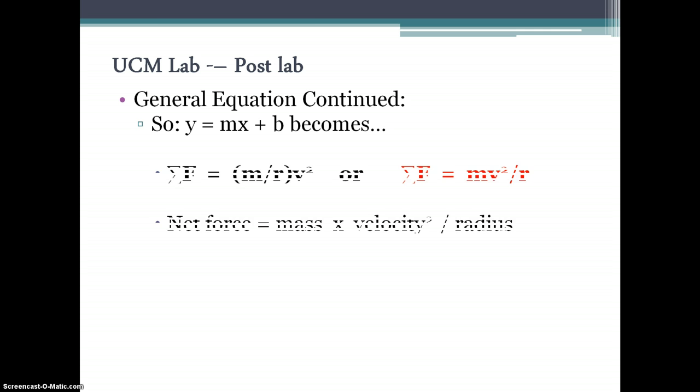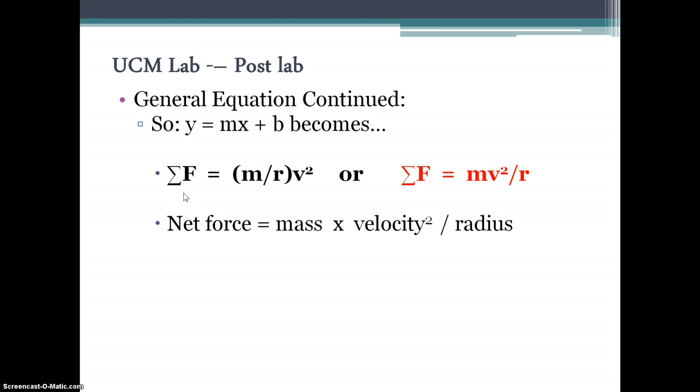Okay, so now we take our general equation from the y equals mx plus b. Guys, I do not want to see y equals mx plus b in your lab reports. We just use that to say, hey, that's the general equation for any line. What is the equation for the line that you came up with in your lab? So we substitute in. So the y variable was net force, the slope is mass over radius, and then the x variable is velocity squared.